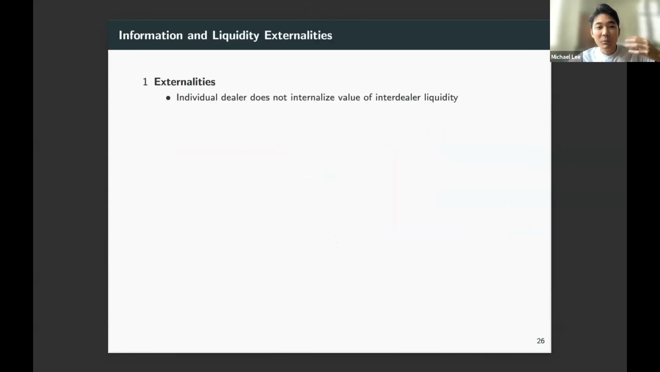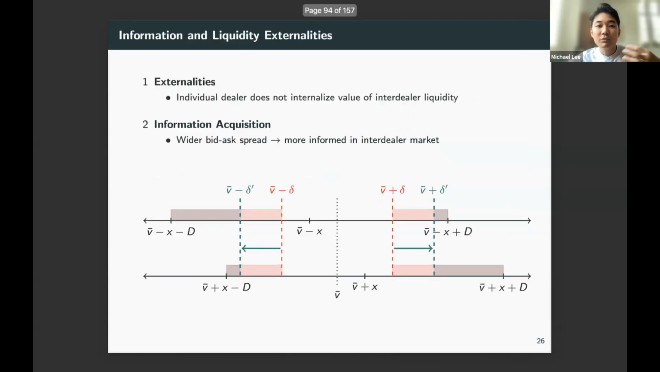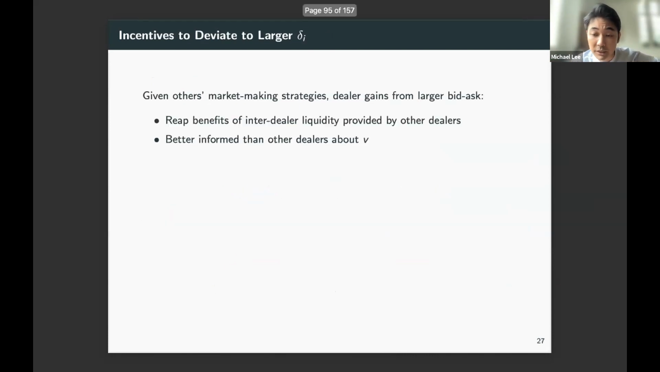Basically, there are two factors here that are suboptimal. First of all, many dealers are not internalizing the value of interdealer liquidity. And second of all, the information acquisition problem: dealers can acquire more information privately using a wider bid-ask spread and become more informed in interdealer markets. And this is really the push that drags the bid-ask spread higher and determines the equilibrium bid-ask spread chosen by the dealers.